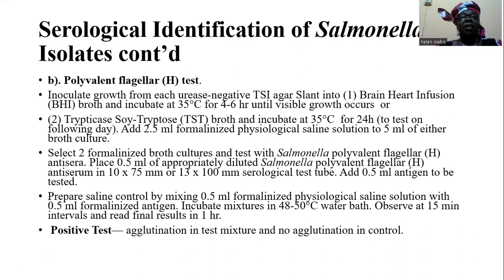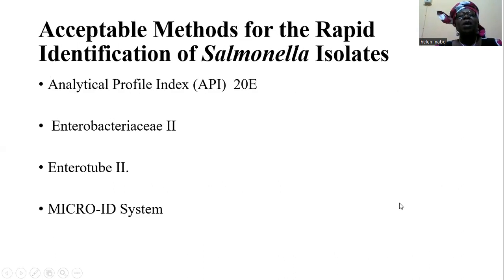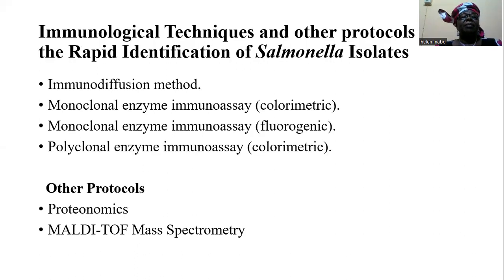Same for the polyvalent flagellar H test. It is a positive test for Salmonella if there's agglutination in the test medium and no agglutination in the control. The acceptable methods for the rapid identification of Salmonella isolates include API or Analytical Profile Index 20E, Enterobacteriaceae 2 system, Enterotube 2 identification system, the one that was explained earlier, and the MicroID system.